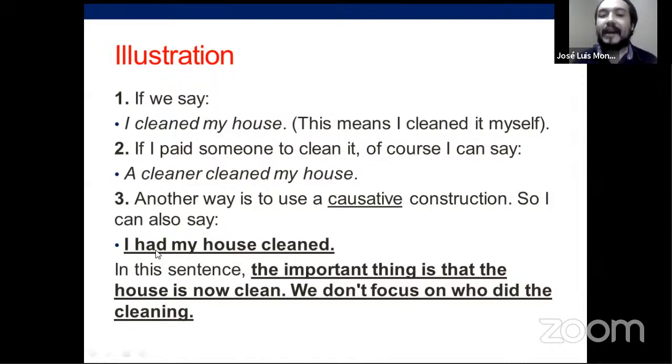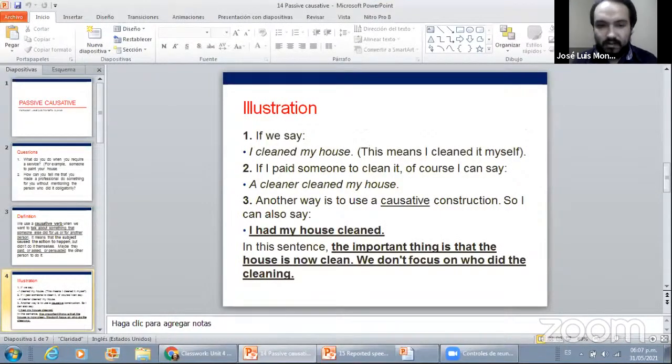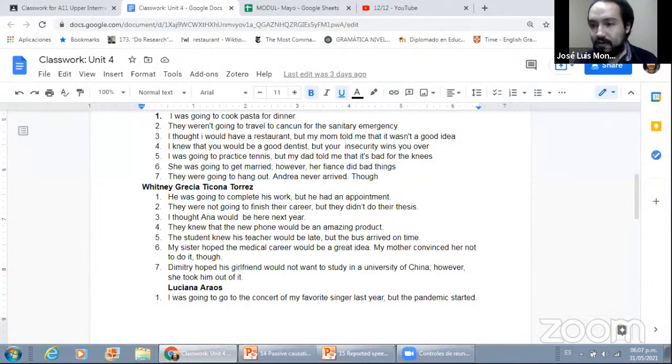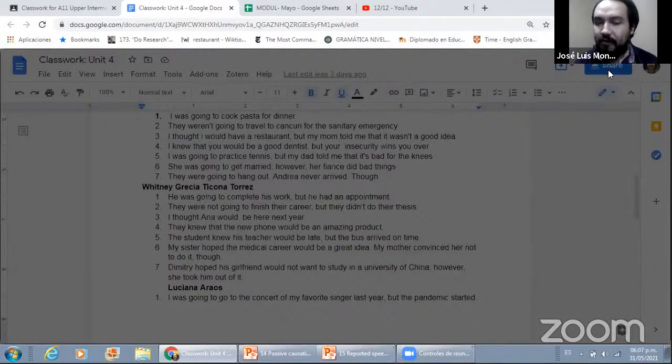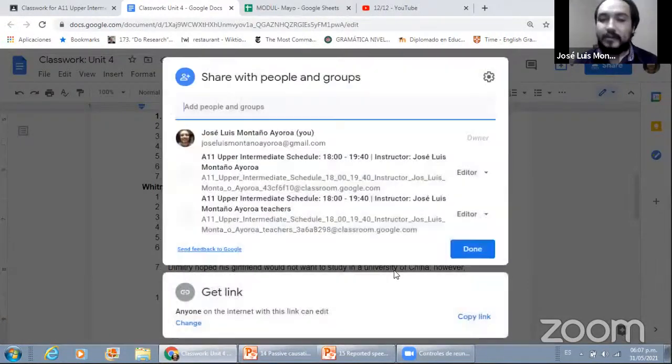When you say "I had my house cleaned," it means that you made someone clean your house, okay? And so this is clear for all of you, because I know that you may have some questions about that. I'm using this document, but first I'm going to share it with you. We're going to be practicing here, but before practicing, I'm going to show you the difference and write some examples so that you tell me the difference, all right?